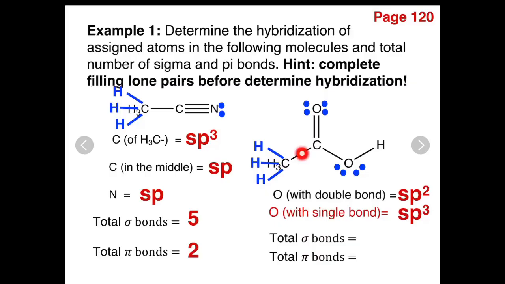1, 2, 3, 4, 5, 6, 7, right? Because each of those contains a sigma bond. A single bond contains 1 sigma bond, and a double bond contains 1 sigma bond, so the total would be 7. The number of pi bonds is present only in double bonds or triple bonds. In this case, this molecule has a double bond, so that will be 1 pi bond.